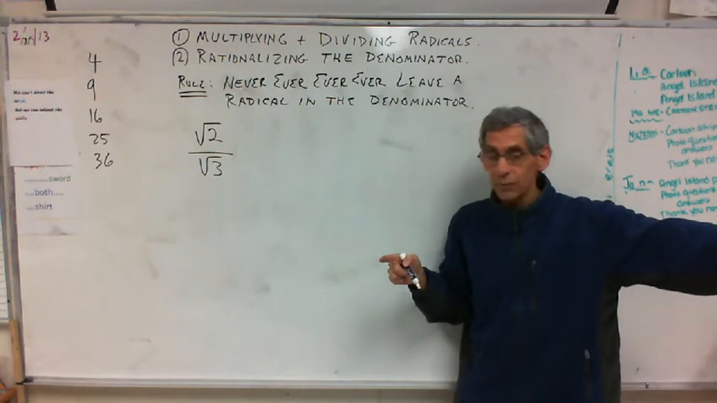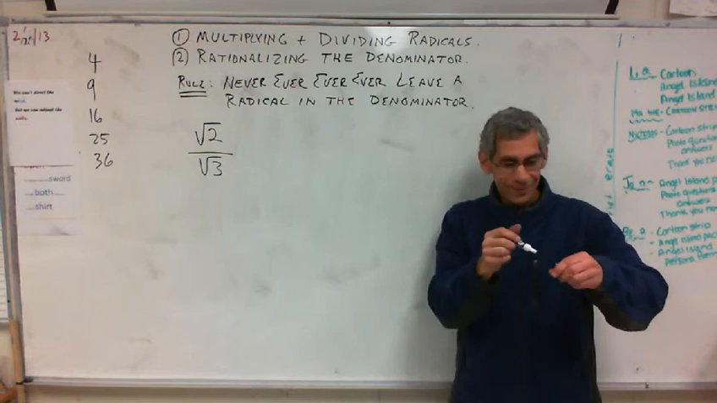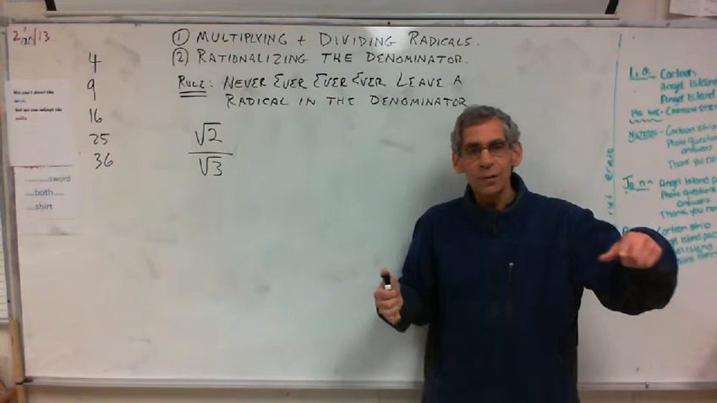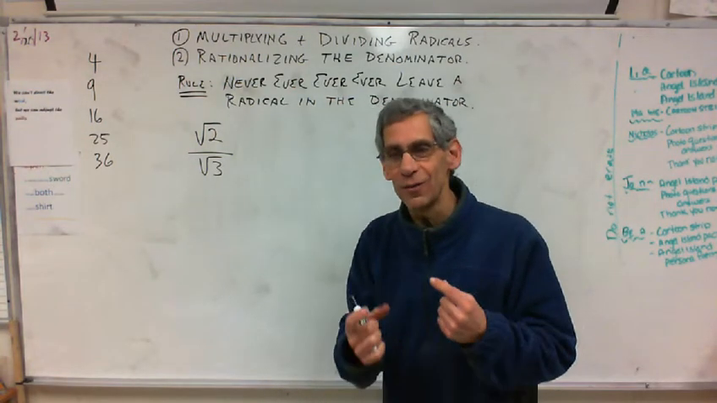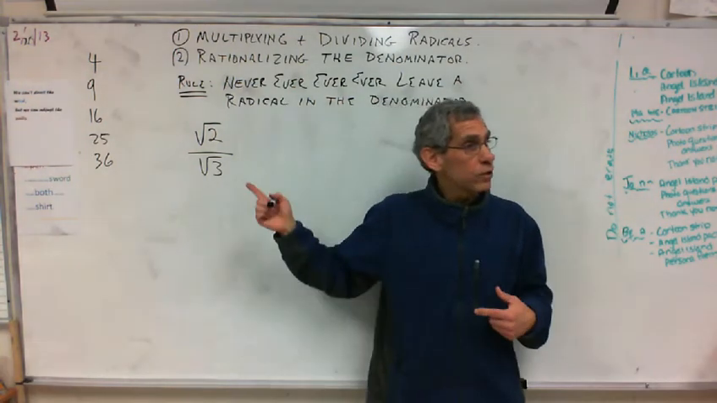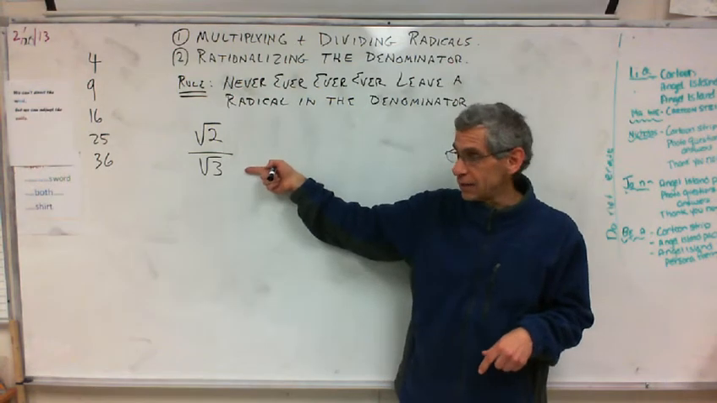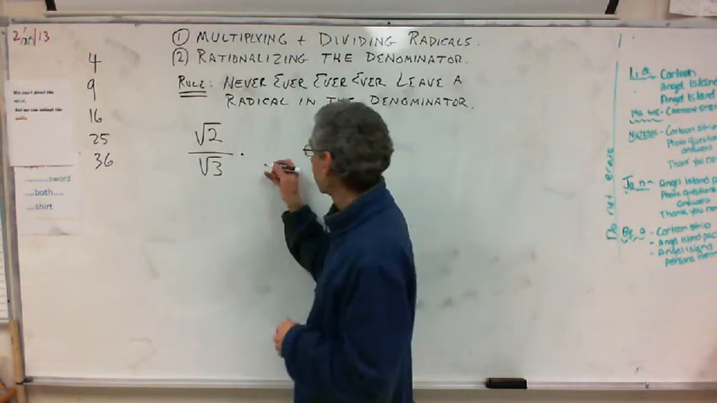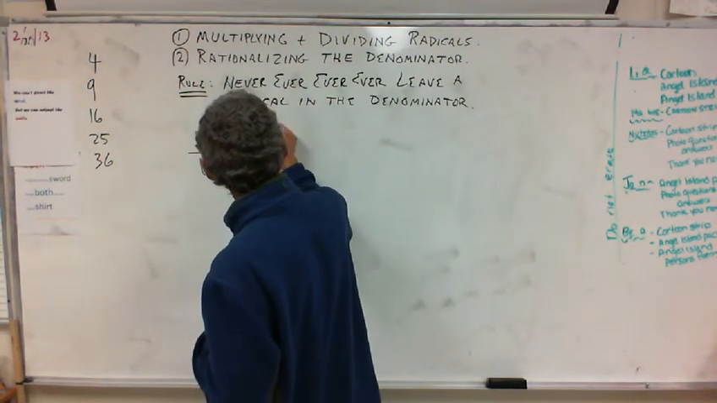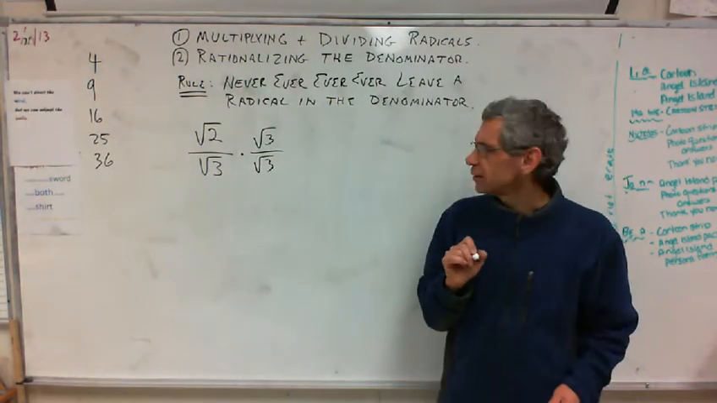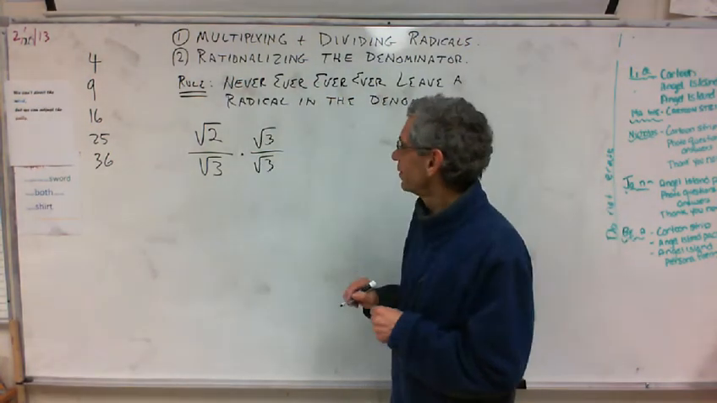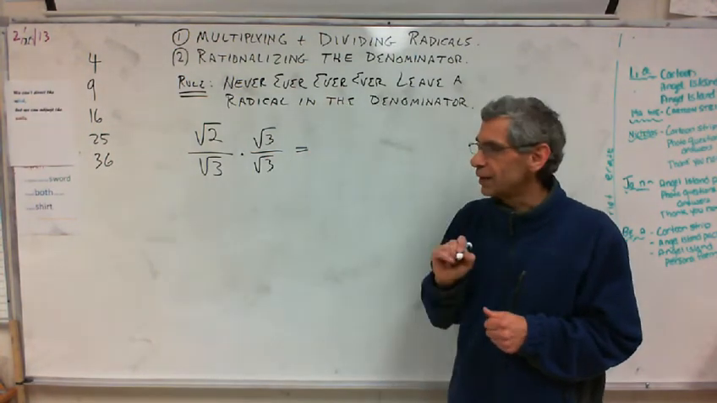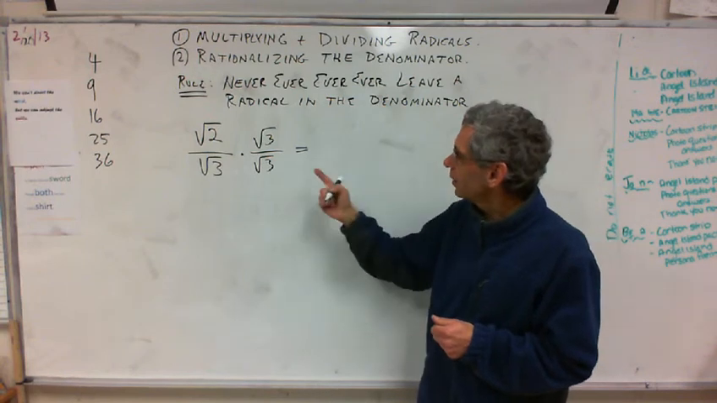Wait, I've been hearing people say reciprocal, and I heard some people say just the square root of 3, and I was clarifying. So you're right. If we multiply this times the value of 1, we wouldn't change its value, right? So let's multiply it times the square root of 3 over the square root of 3. Sorry, I heard a lot of people say multiply it by the square root of 3, not square root of 3 over square root of 3. That's different, right?